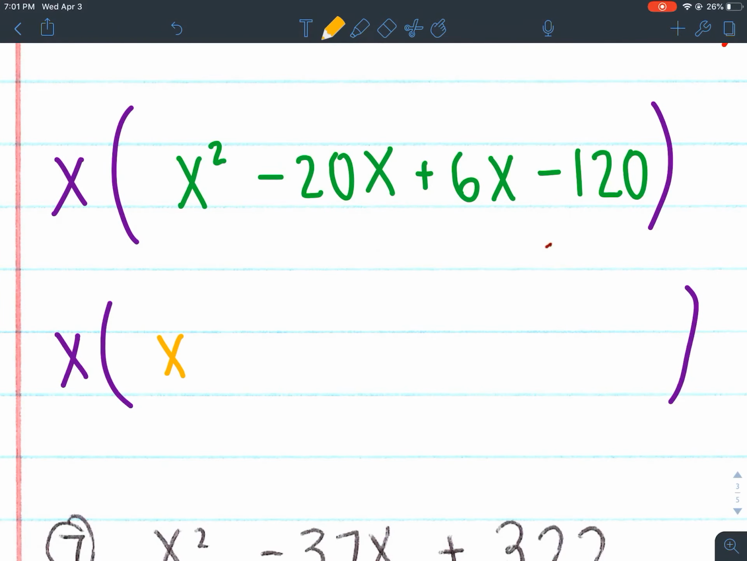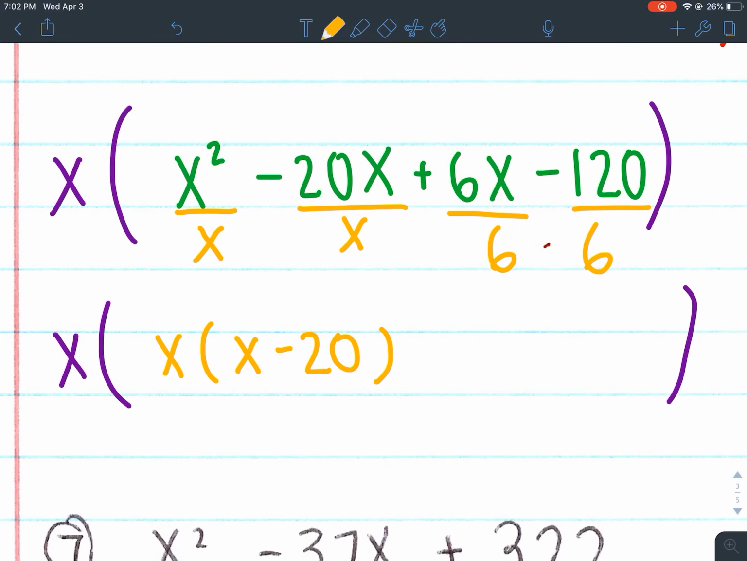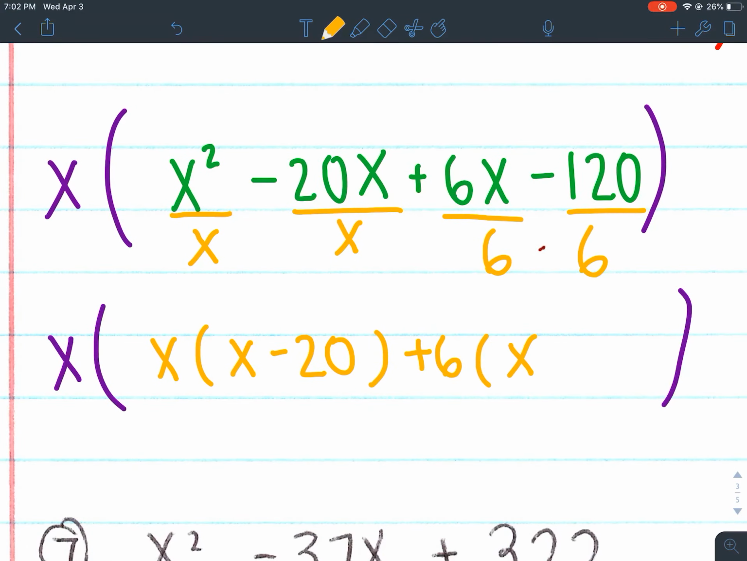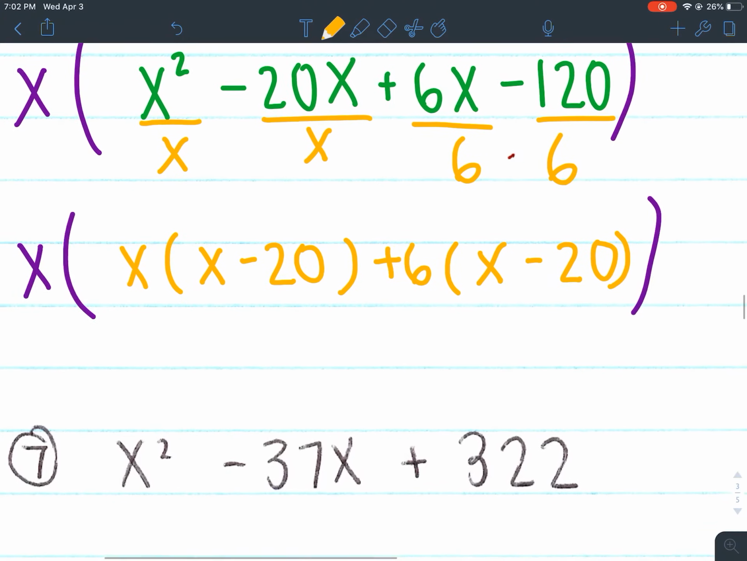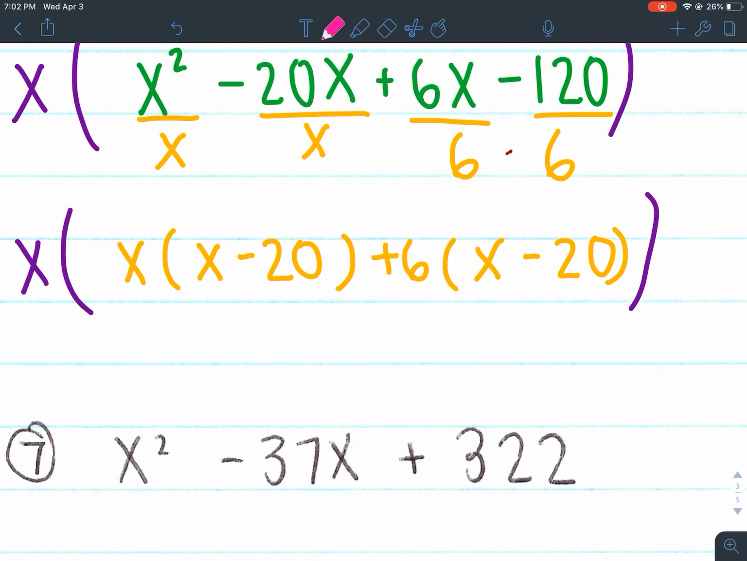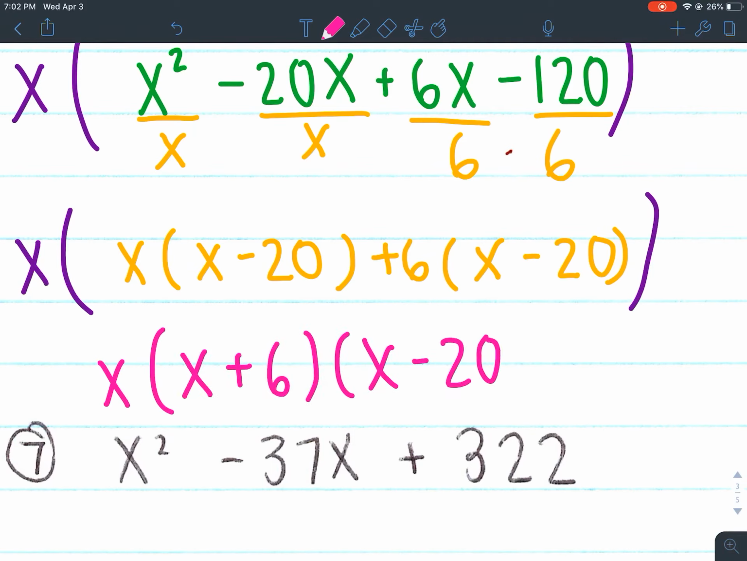So we have x, because we can divide out an x here. We have x, and we have x minus 20. And then we can divide a 6 on both of these. So we have plus 6, x minus 20. Those match. And then we end up with the x on the outside. We have x plus 6 and x minus 20.